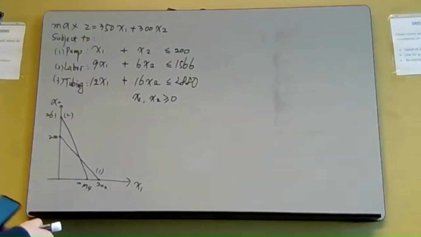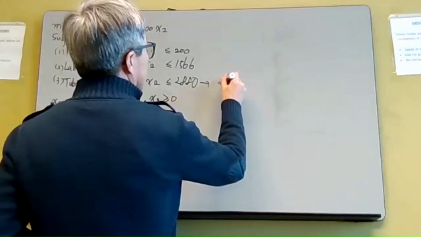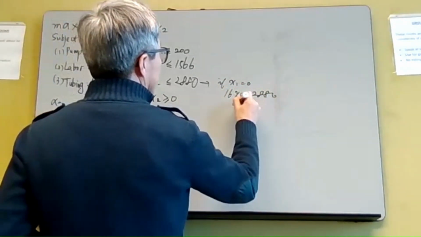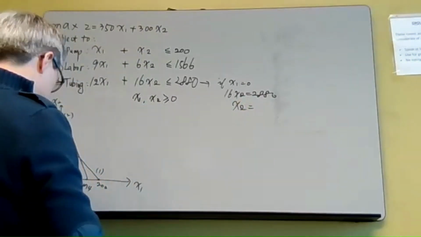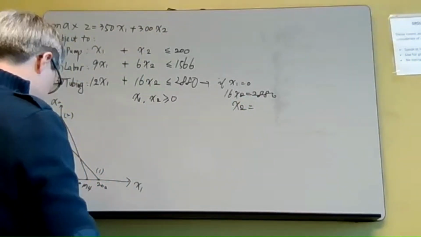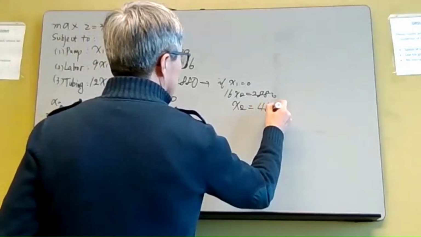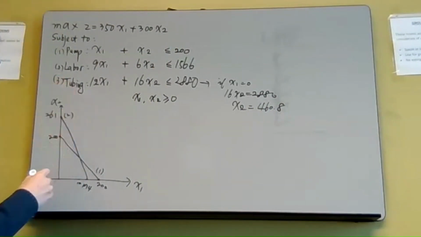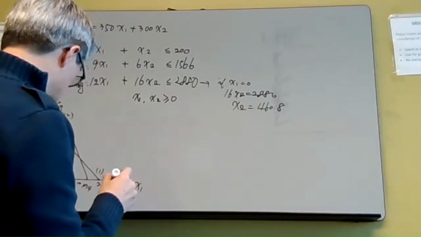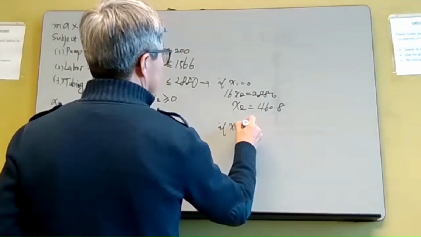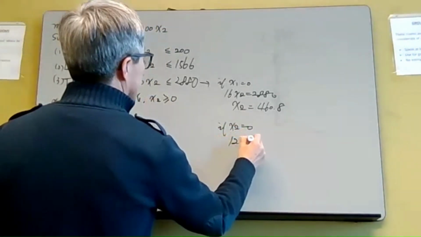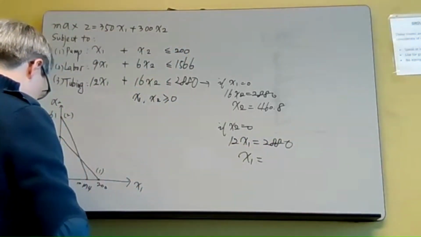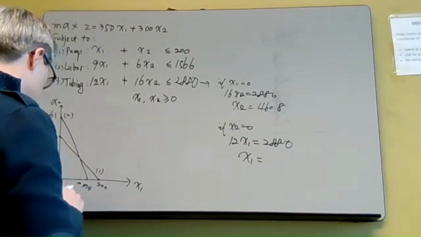For the third one, tubing. If x1 equals 0, 16x2 will be 2880. So x2 will be 2880 divided by 16. And if x2 equals 0, 12x1 equals 2880, so x1 equals 2880 divided by 12, which is 240.